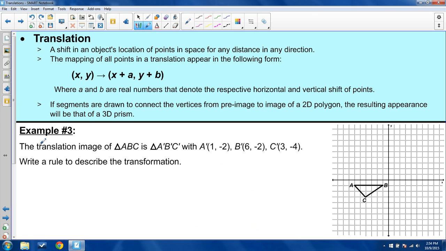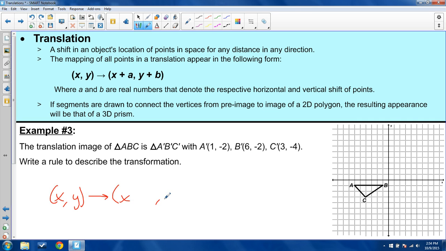Okay, here's one last example. The translation image of triangle ABC is triangle A prime, B prime, C prime. Now this time you're actually given the vertices in number form, and then here you have the graph of the pre-image ABC. So what we're going to do this time is write a rule to describe the transformation, meaning this time we need to figure out how those XY points moved.